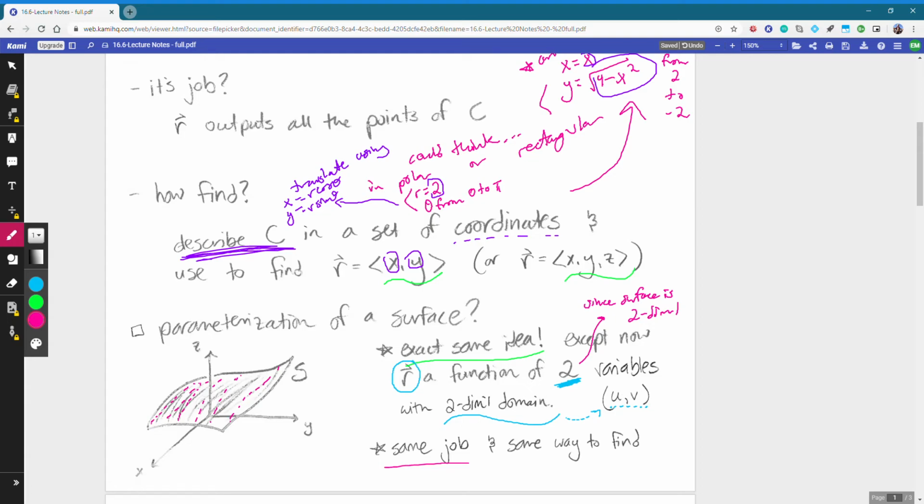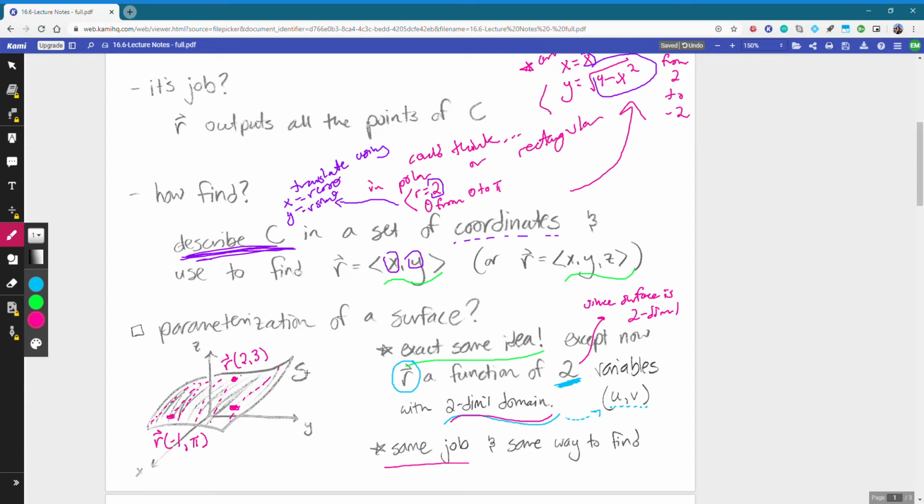So maybe this point right here on our surface, that's r hat when we plug in, I don't know, 2, 3 into our parameterization. And maybe this point over here, that's what we get when we plug in, I don't know, -1, pi into our parameterization variables u and v. We get that point, right? And we get this point when we plug in some other values for u and v. And if we go through this whole two-dimensional domain, we output each and every point on this surface.